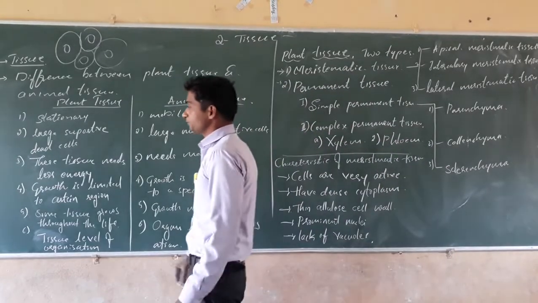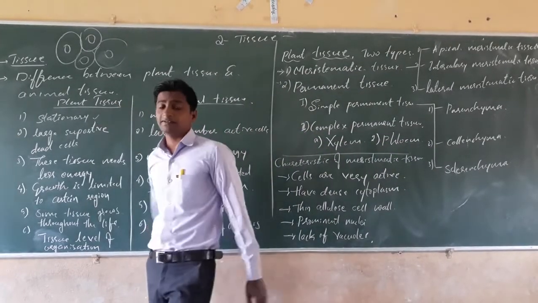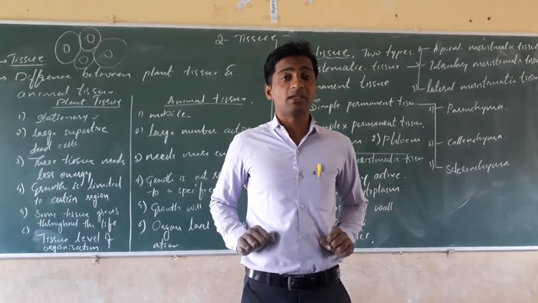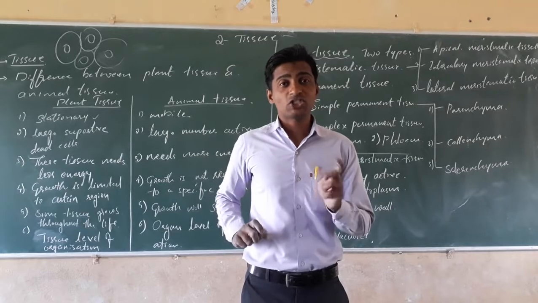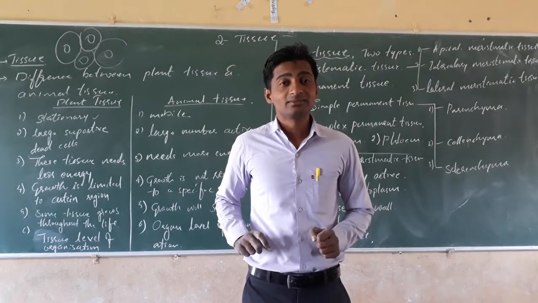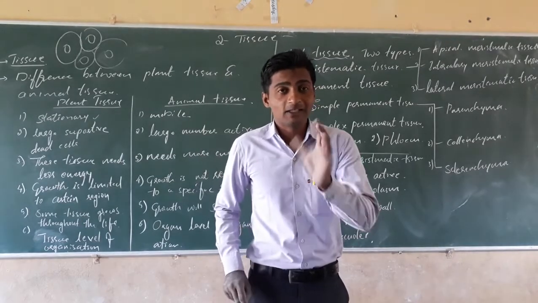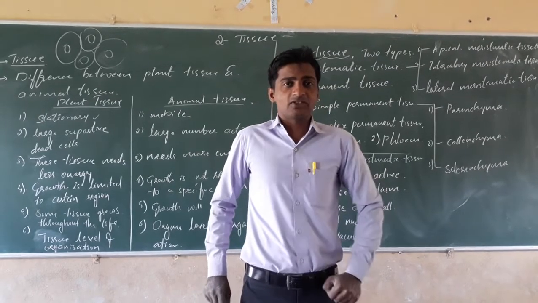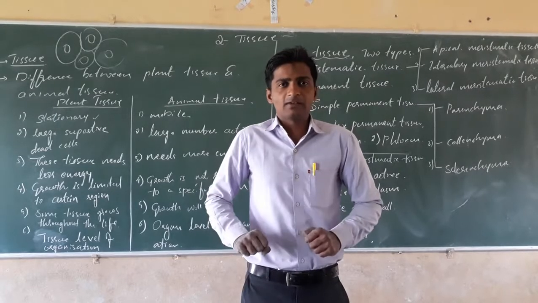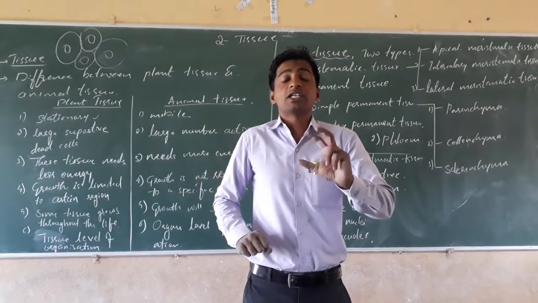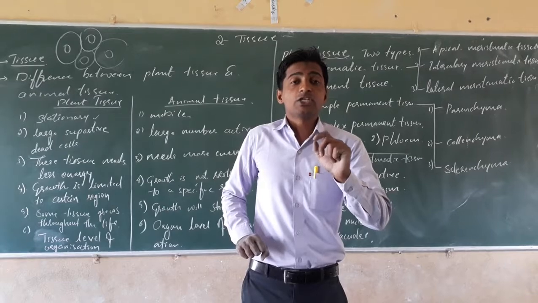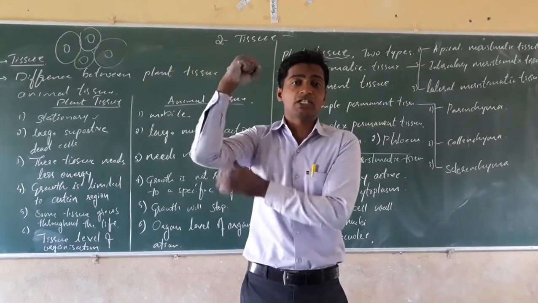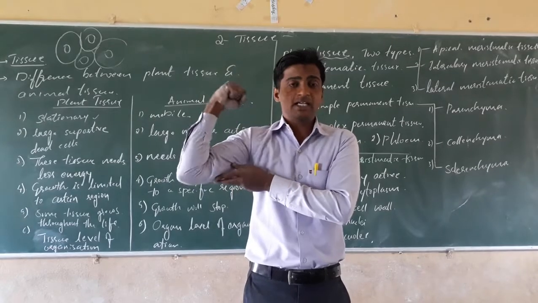See here, dear students, in the case of plants, the plants are stationary, and the tissues are stationary. Whatever tissues are present in plants, they will not show contraction and relaxation. In the case of animals, the tissues are mobile. They show contraction and relaxation.